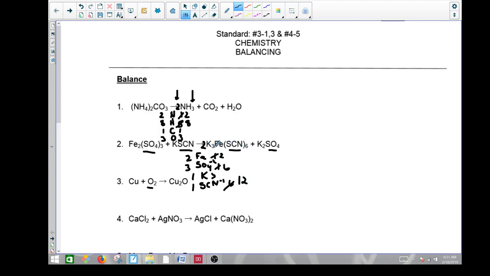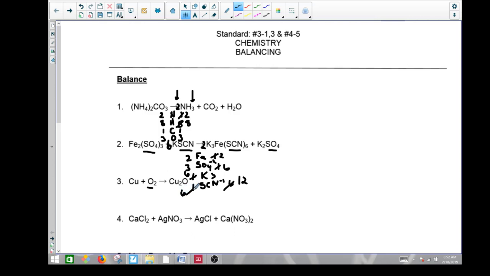Alright, 2 times 3 is 6. So in this case, when I pump this to a 2, it bumps the potassium to a 6. Potassium's located right here, so I have to put a 6 in front of this one. That bumps that to a 6. 6 thiocyanates puts this at 6 right here.